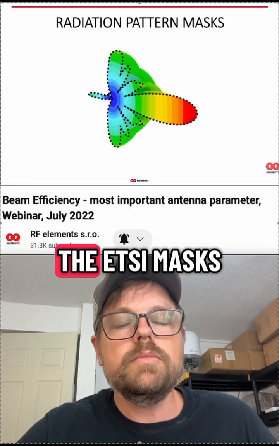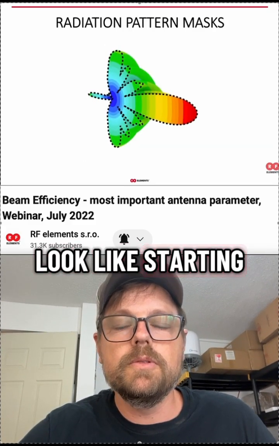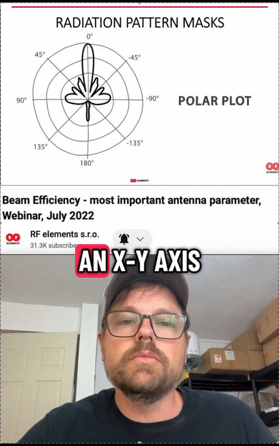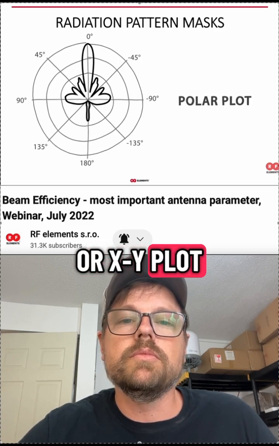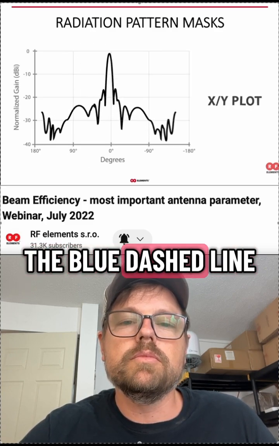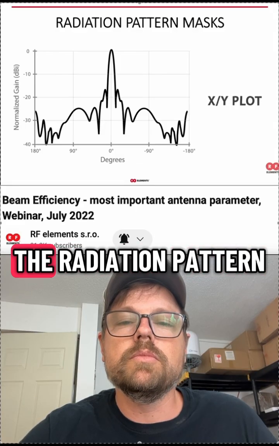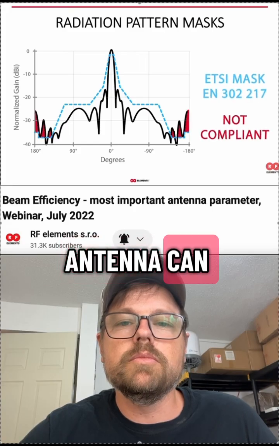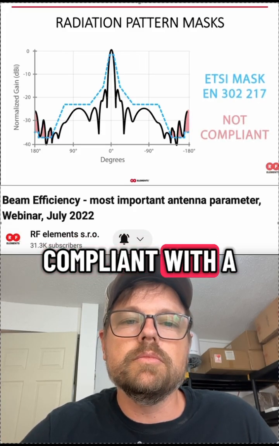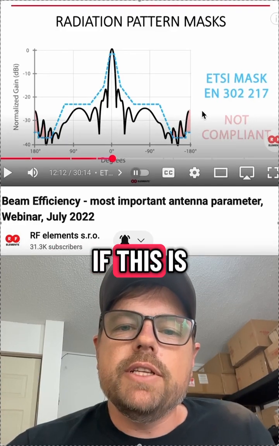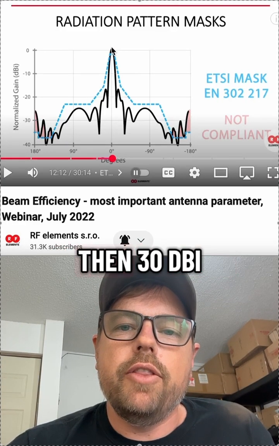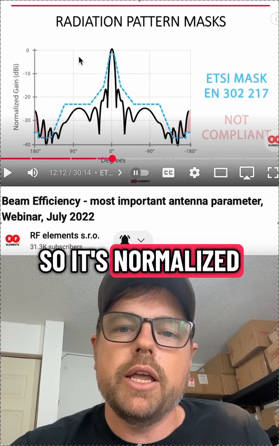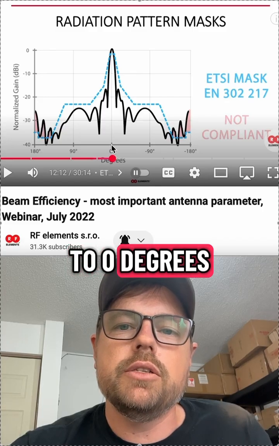So how does one get to the ETSI masks and what do they look like? Starting with the polar plot, you may know from the antenna datasheets, we're drawing it on an XY axis or XY plot. ETSI masks are the blue dashed line, which says that the radiation pattern should stay below the mask so that an antenna can be declared compliant with a given ETSI norm. If this is a 30 dBi antenna, then 30 dBi would be centered at 0 degrees. So it's normalized to 0 degrees.